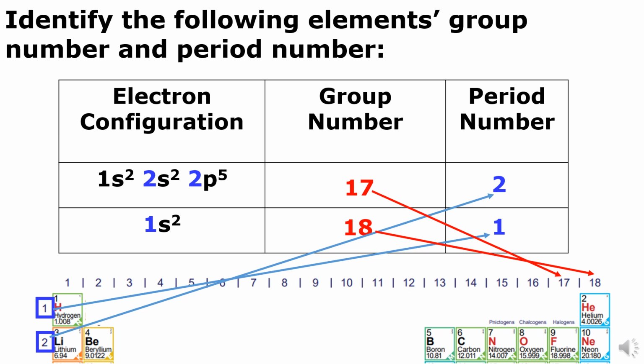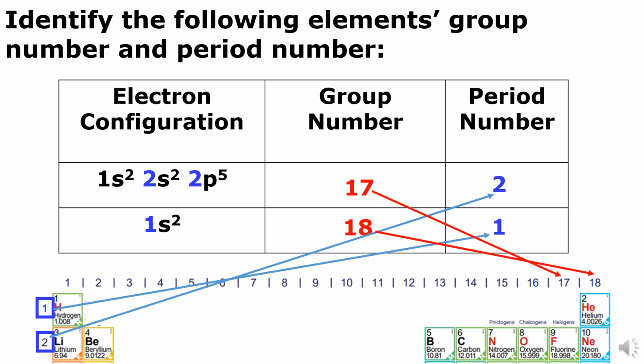The period number on the periodic table corresponds to the highest energy level occupied by electrons in an electron configuration. The highest main energy level of the 1s2, 2s2, 2p5 electron configuration is 2. Therefore, the period number is 2.